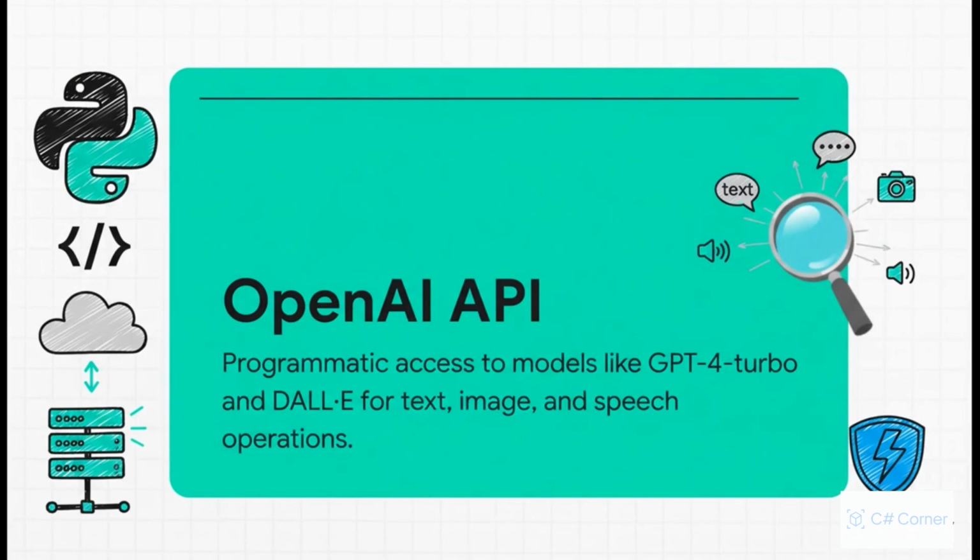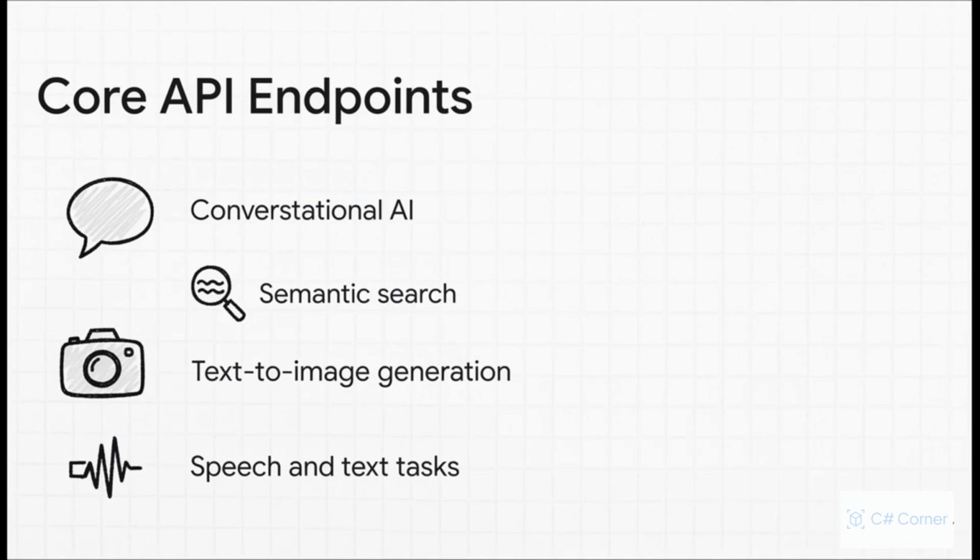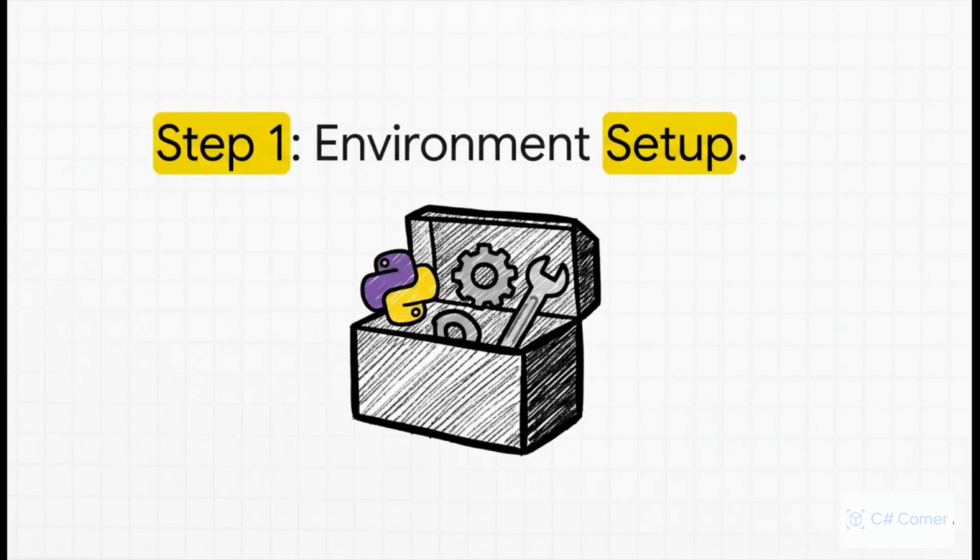So what is this thing? It's basically your key to using models like GPT-4 Turbo and DALL-E. The API has a few key endpoints. We're going to focus on chat completions. That's the magic behind chatbots. All right, time to code.